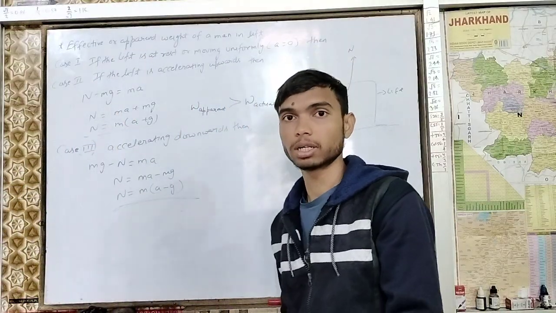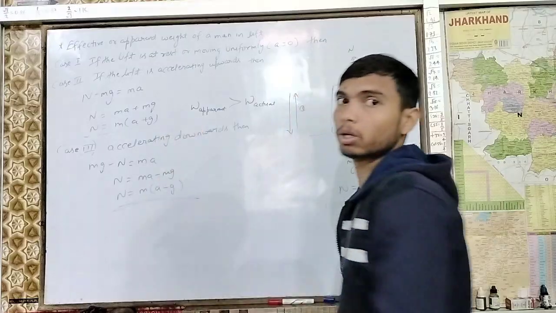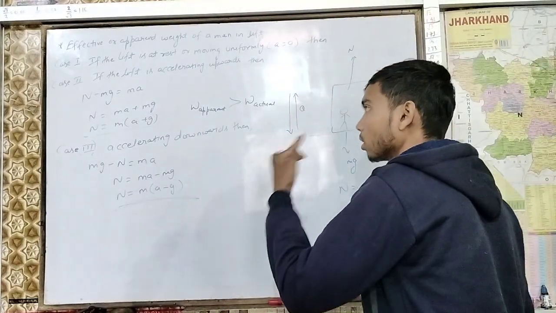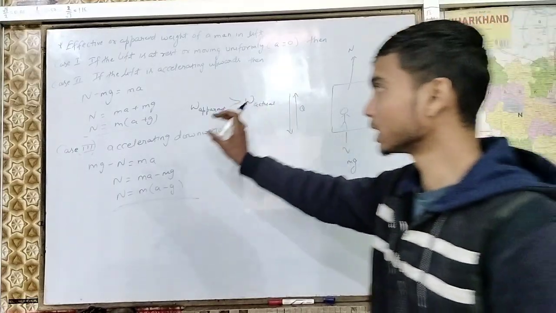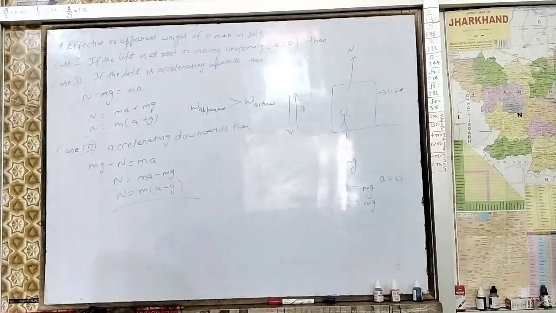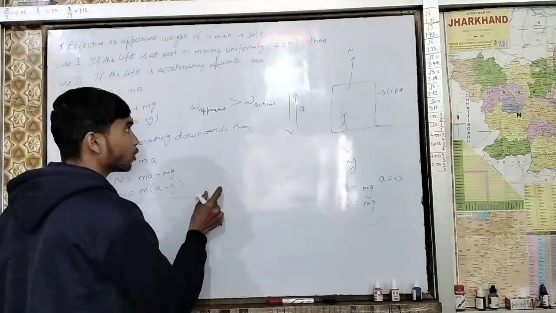If the lift is accelerating upward, then our normal reaction will be m into (g plus a), m multiplied by the total acceleration. Clear? Just say positive is for upward, negative is for downward. That's it. There is no difference except direction.